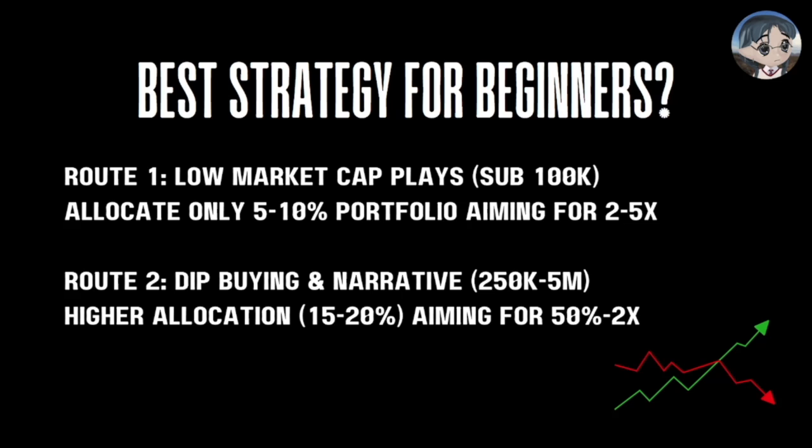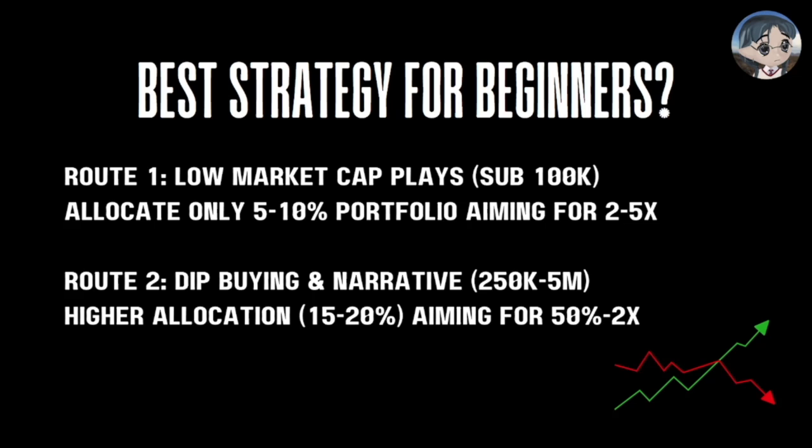Sub 100K. You're allocating, say you have 1 SOL, you're putting in like 0.1 SOL, 0.15 max into a play, and you're going for that 2 to 5x, right? When you're at a very low portfolio, and this is for everyone, you need to be taking profits quickly. You are not going to hit a 100K trade in the first week of trading meme coins or the first month. It's just not going to happen, and that's okay.